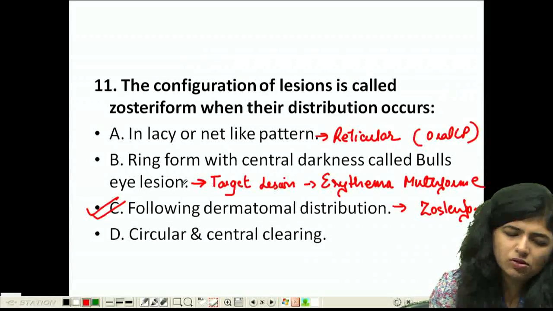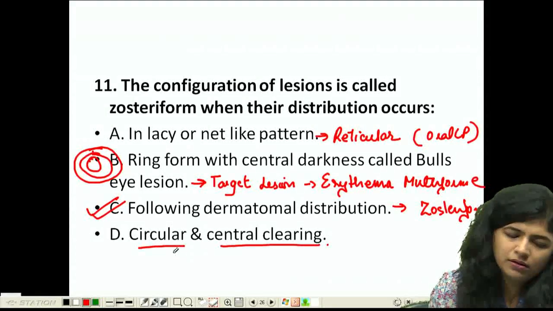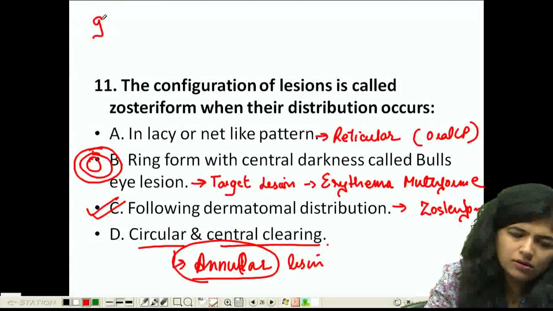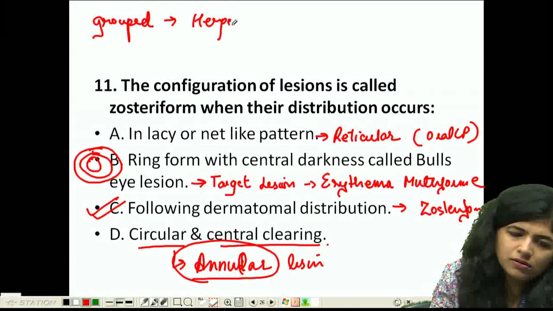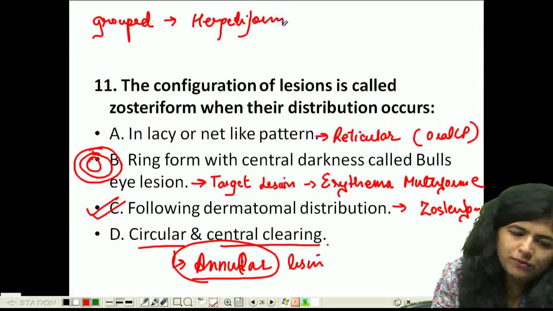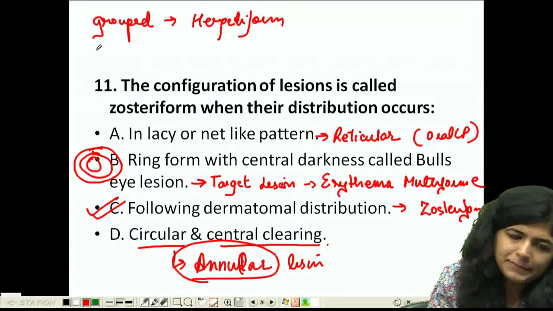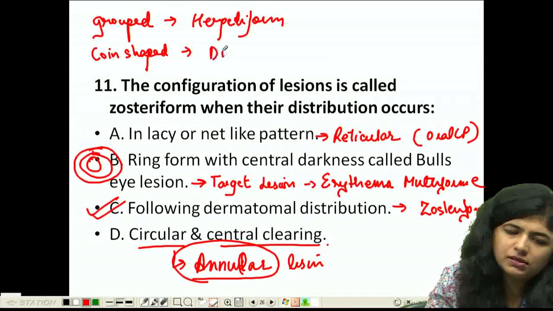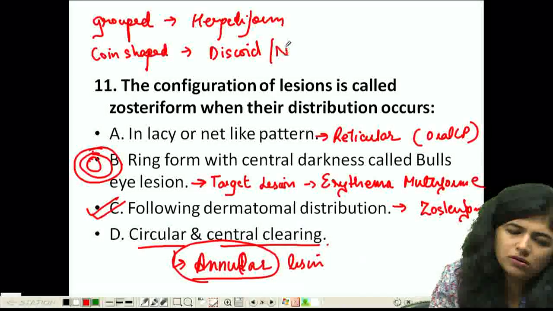Ring-like form with central darkness is called a bullseye. This appears like this. If something is circular with central clearing, then this is the typical annular lesion. If something is grouped, then it is herpetiform. If it is coin shaped, that we already discussed, it is either discoid or nummular.